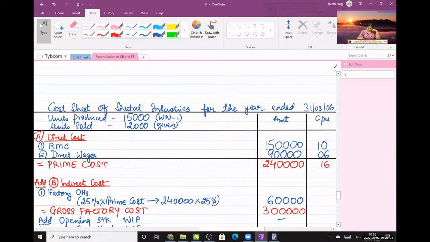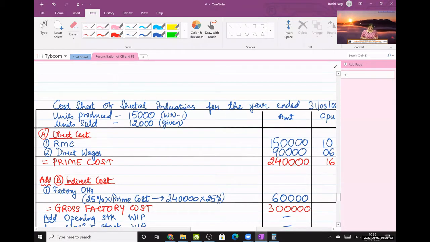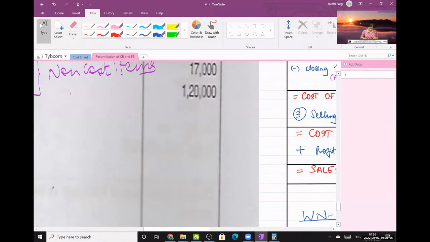Cost sheet of Sheetal Industries for the year ended 31st March 2006. Units produced we just found. Big note number 1: units sold 12,000. Again here, you did not calculate CPU for all the expenses because they haven't said that you have to make a cost sheet with total cost and CPU column.